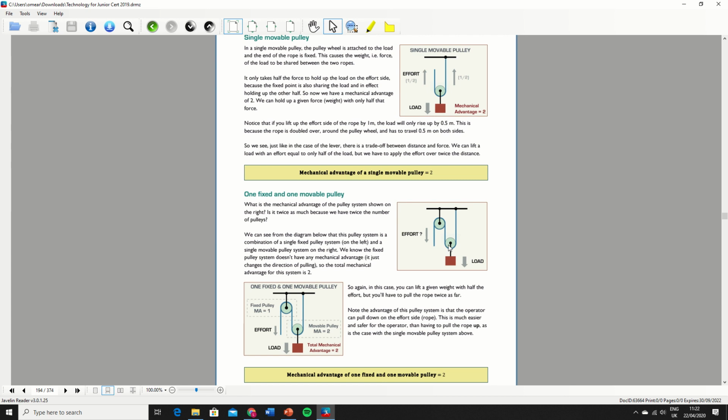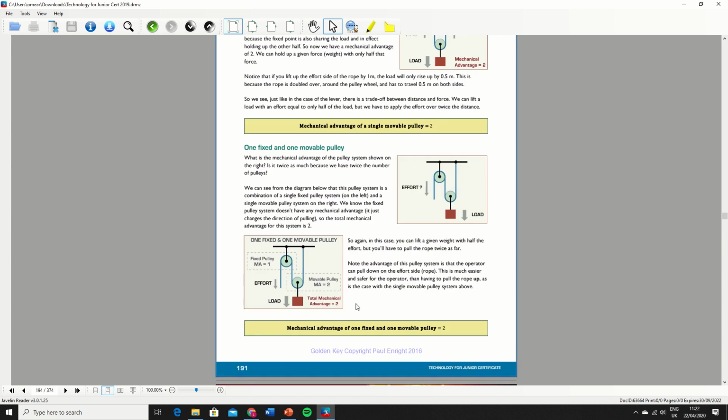Now, there is an advantage of this, okay? The only real purpose of our single fixed pulley is that it changes the direction we pull. If we had just the single movable pulley, we'd have to pull this rope upwards. It's quite awkward to pull the rope up in order to lift the load, but because we add in our single fixed pulley, all we have to do is pull down instead of pulling up. Okay, so that's what it says here.